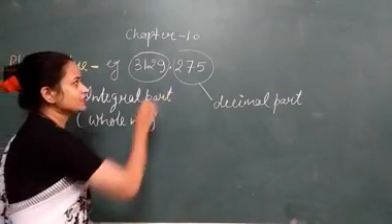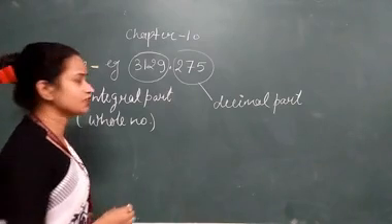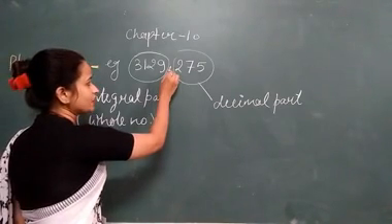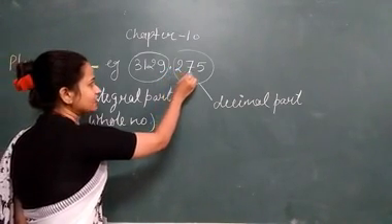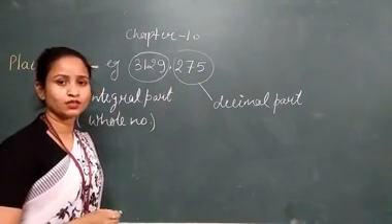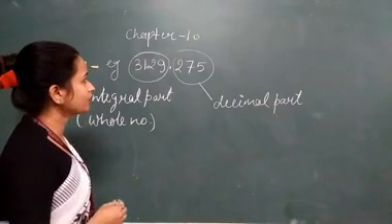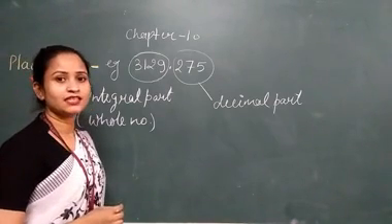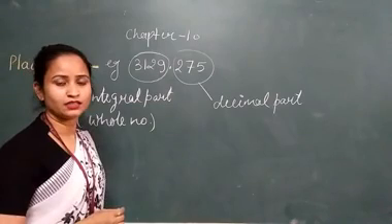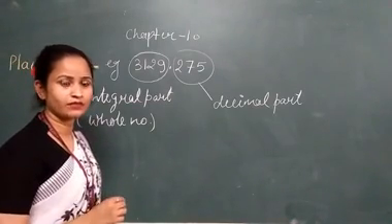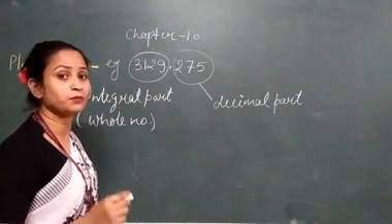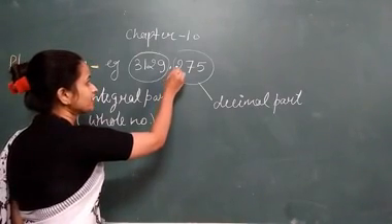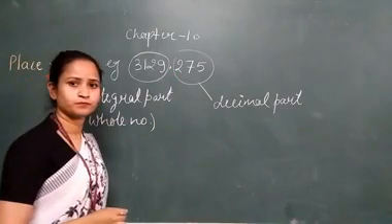Now, how many decimal places are there? We can see here, after the decimal, 3 digits are there. So it is having 3 decimal places. Okay? It is having 3 decimal places. Why? Because after the decimal, 3 digits are there. Understood?